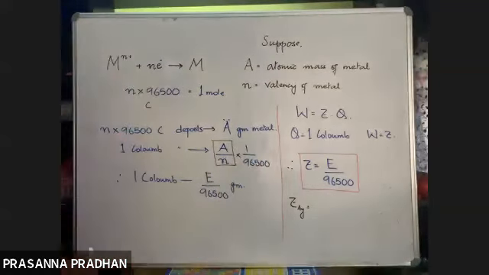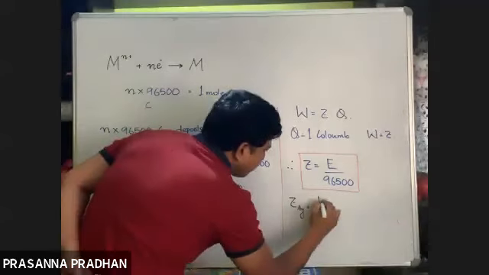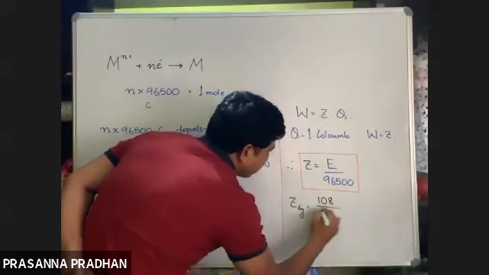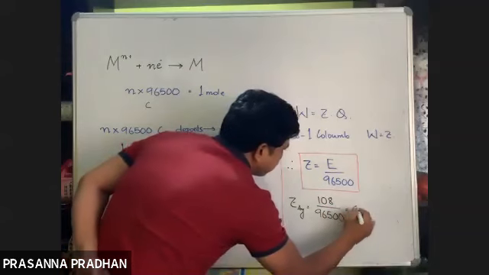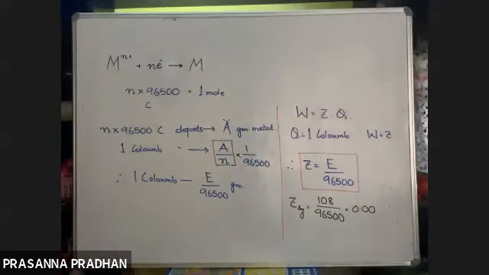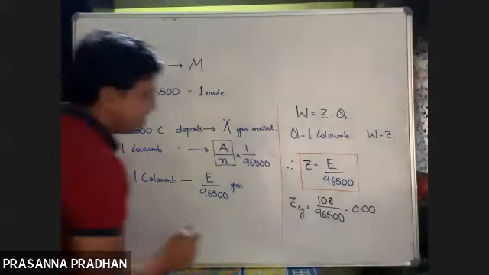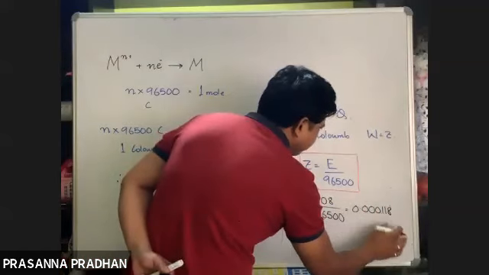We just calculated it. Yes, Pratik, what was the value? 108 divided by 1. So it is 108. 108 divided by 96500. What is the value? 0.00... how much will it come? It should be 0.00000... something like 118 will come, something like that.